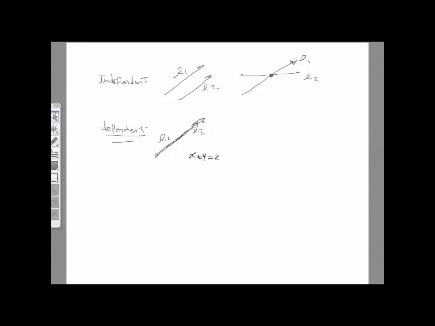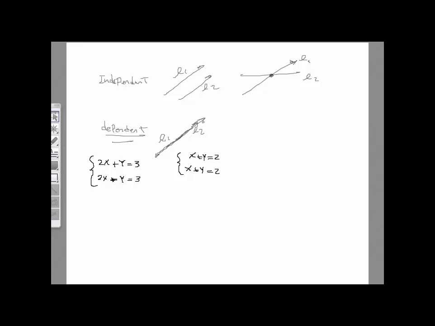This would be x plus y is equal to 2, x plus y is equal to 2, because it's an exact line. That would be one example of dependent. Or another example, 2x plus y is equal to 3, 2x plus y is equal to 3. As long as you detect they're the same line, that would be dependent. Do you follow that so far?